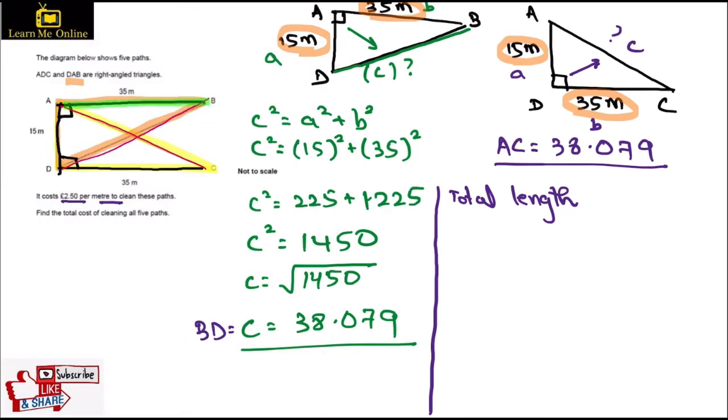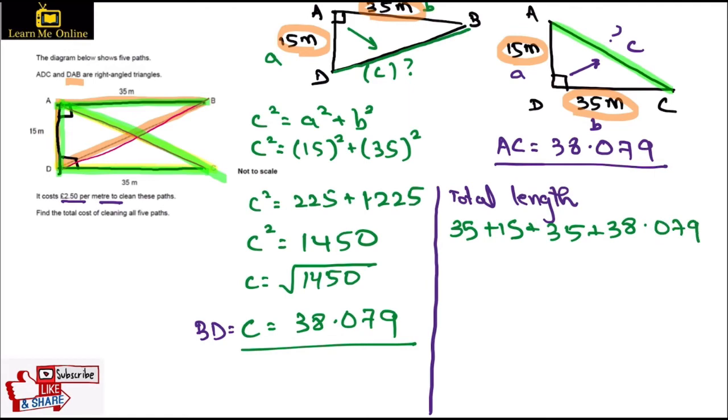This is the first length we are having, which is 35. So the first thing we write down is 35. For the next one, A to D has a length of 15. So I'm going to add 15 into it. The other length we have is D to C, which is 35 again, so plus 35. The next length is A to C. We found A to C already, which is 38.079. I'm going to add it.